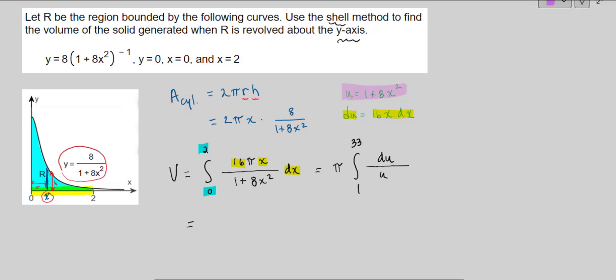Well, this integration is pretty straightforward. That is the natural log of the absolute value of u. I'm not going to put the absolute value symbol, though, because we have positive limits, so we don't really need it. This will be pi multiplied by the quantity ln of the upper limit minus ln of the lower limit. And natural log of 1 is 0, so we get as our final answer pi multiplied by the natural log of 33.